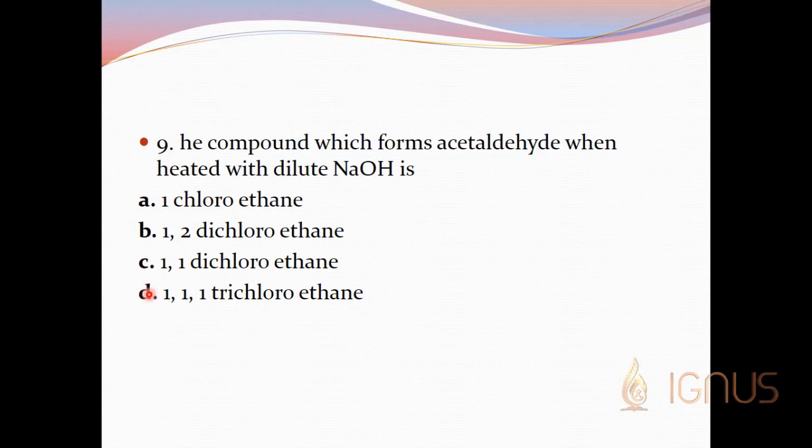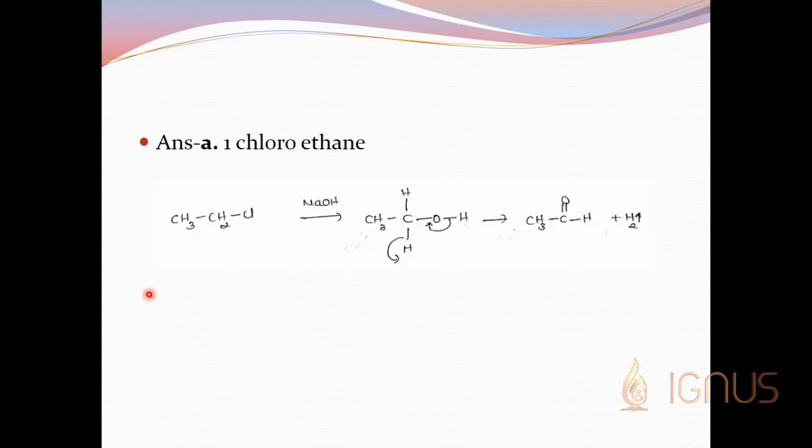Let us discuss the solution for this question. Answer is 1,1-dichloroethane. When we treat ethyl chloride or 1-chloroethane with NaOH, it will undergo substitution. Here chlorine is replaced with OH. Again this will lose water to give acetaldehyde. Hence our answer is option A, 1-chloroethane. You can see here there is an elimination of hydrogen gas.